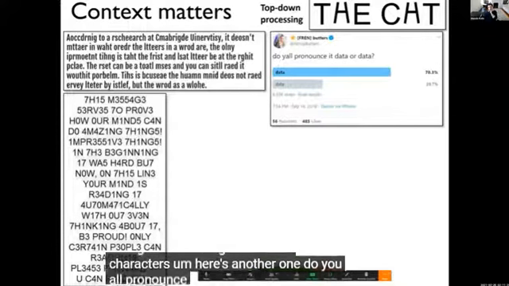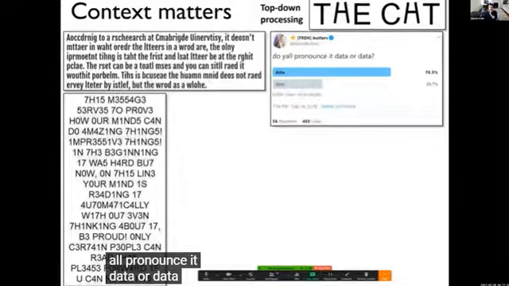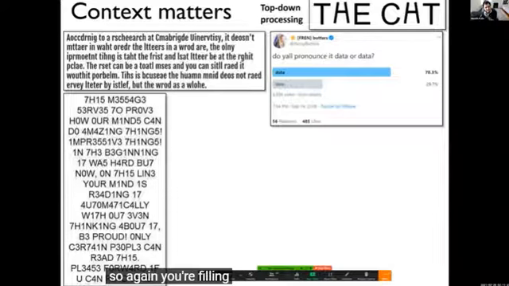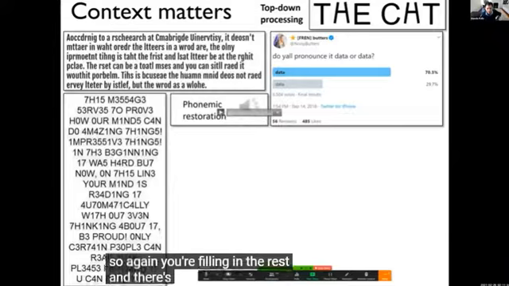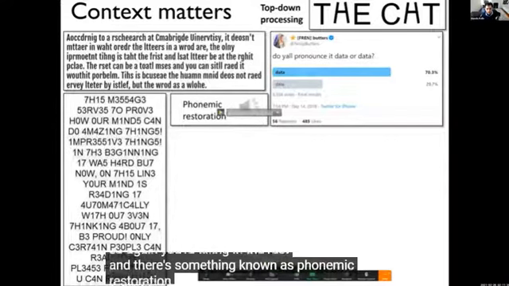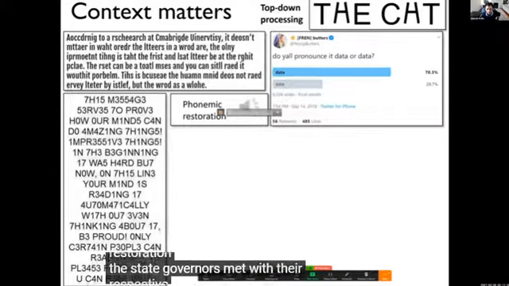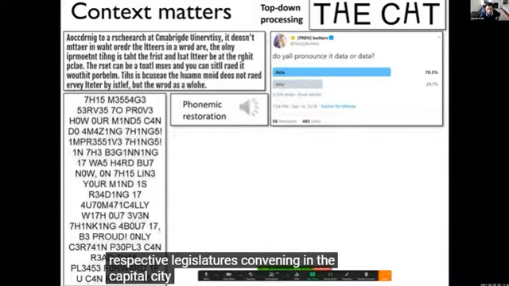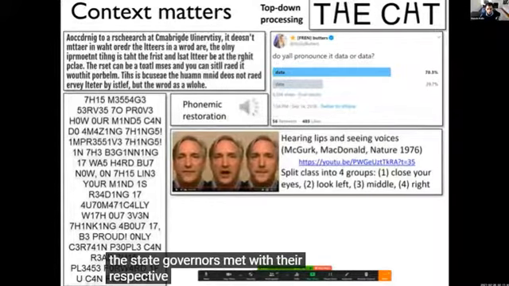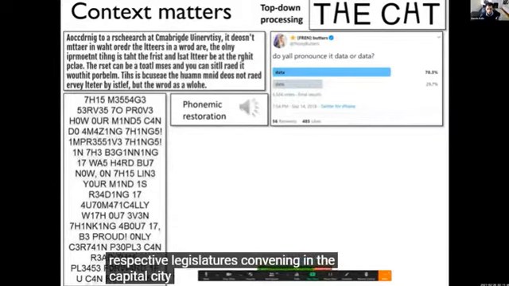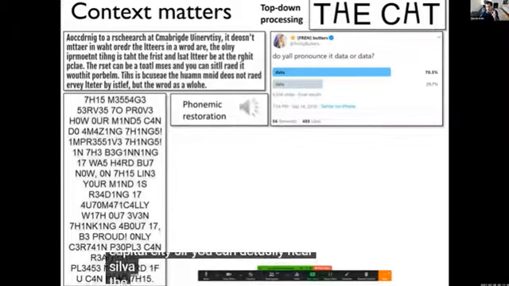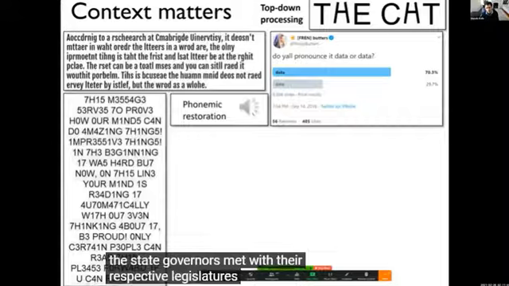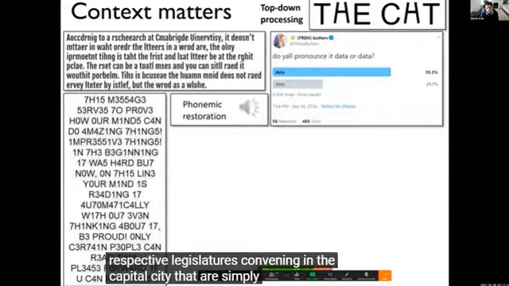Here's another one. Do you all pronounce it data or data? Data and data. So again, you're filling in the rest. And there's something known as phonemic restoration. The state governors met with their respective legislatures convening in the capital city. So you can actually hear syllables that are simply not there.